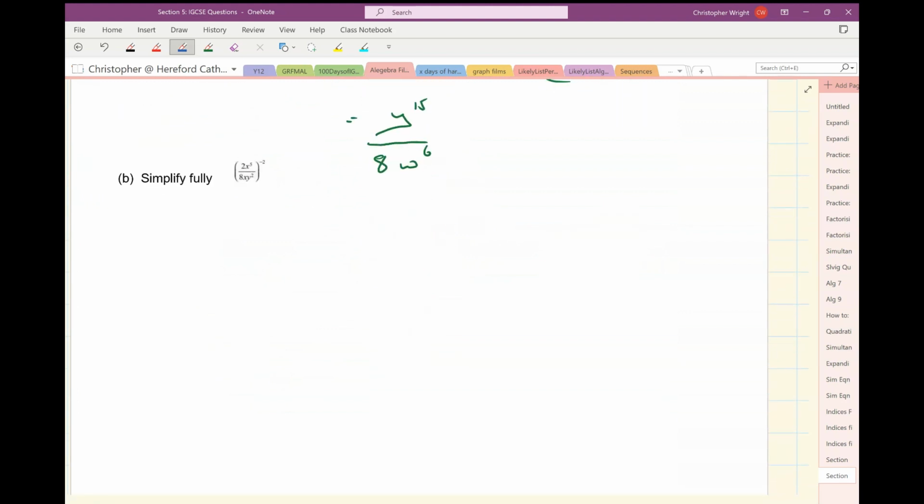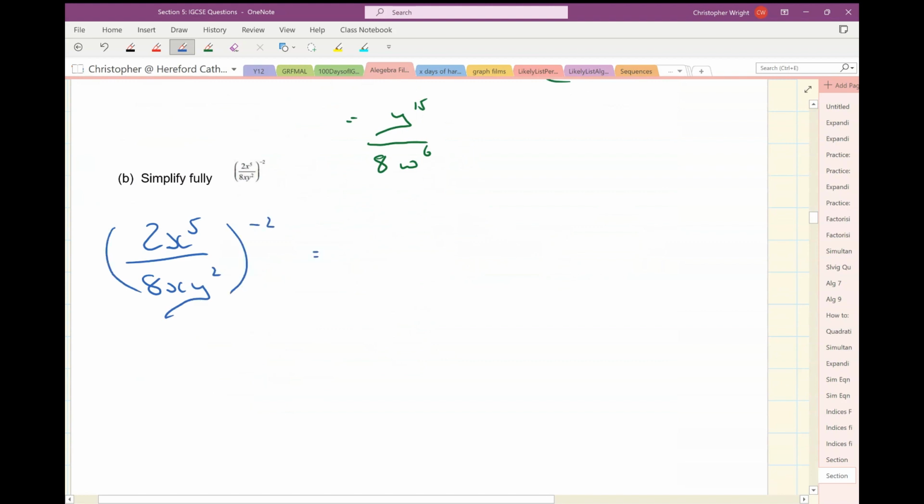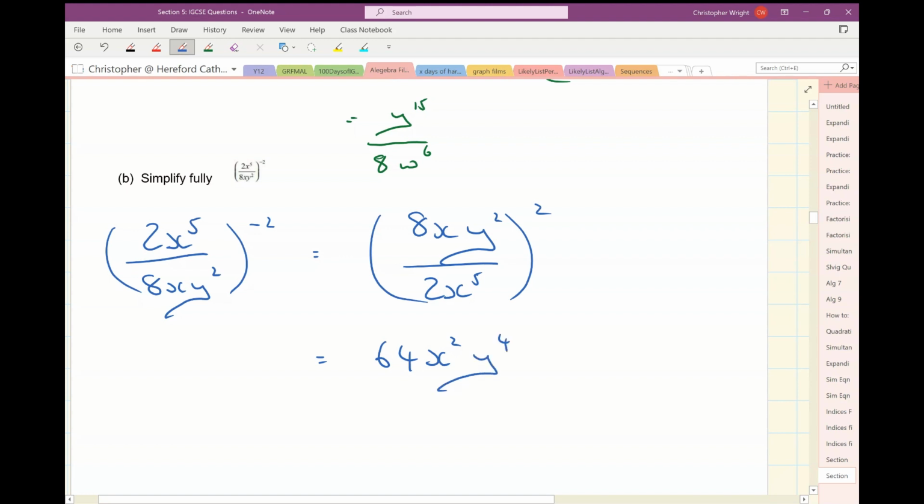I'll write it out so I can see it more clearly. 2x to the power of 5 over 8xy squared, and that's the power of negative 2. So let's flip that over, and now I will just have to the power of 2. So all I've got to do is square the top and square the bottom. Okay, well, 8 8s is 64. X squared is x squared, and y squared is y to the 4. Over 2 squared is 4, x to the power of 5 squared is x to the power of 10.